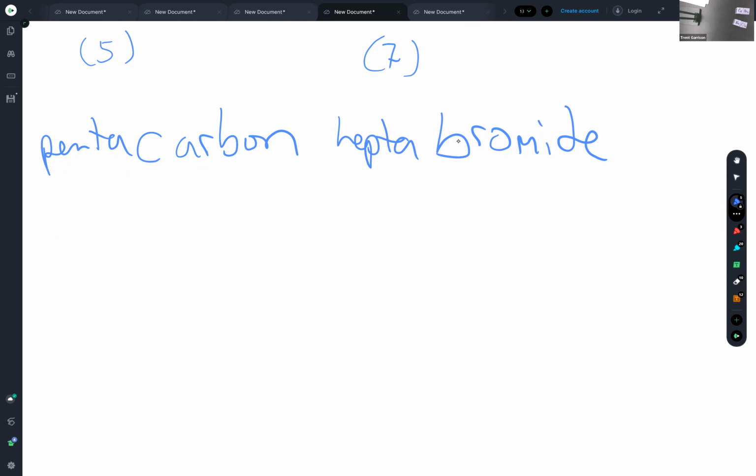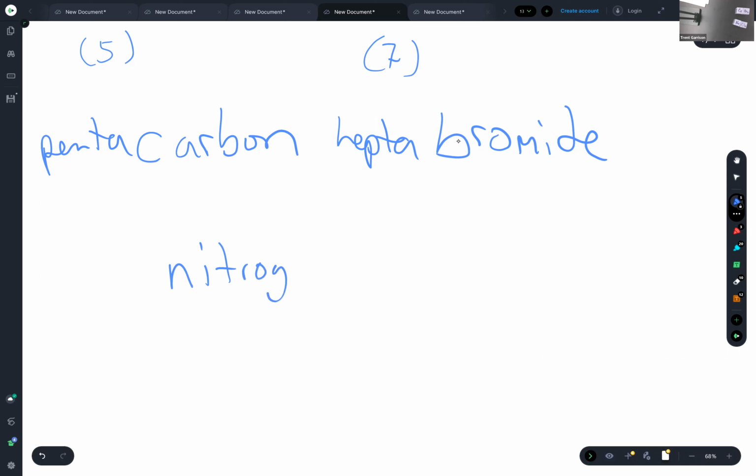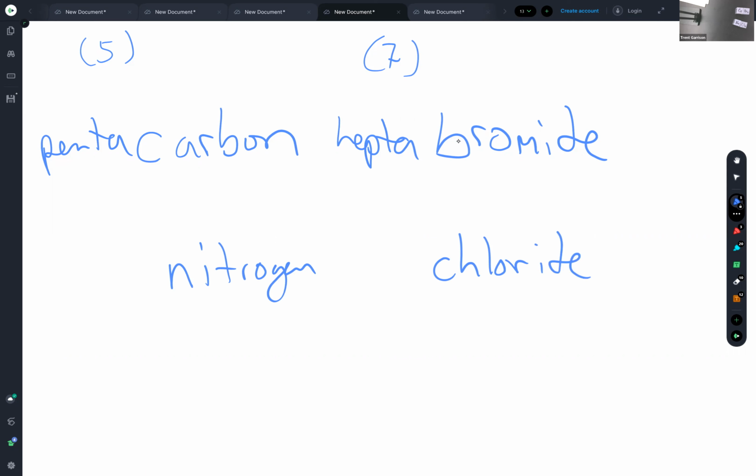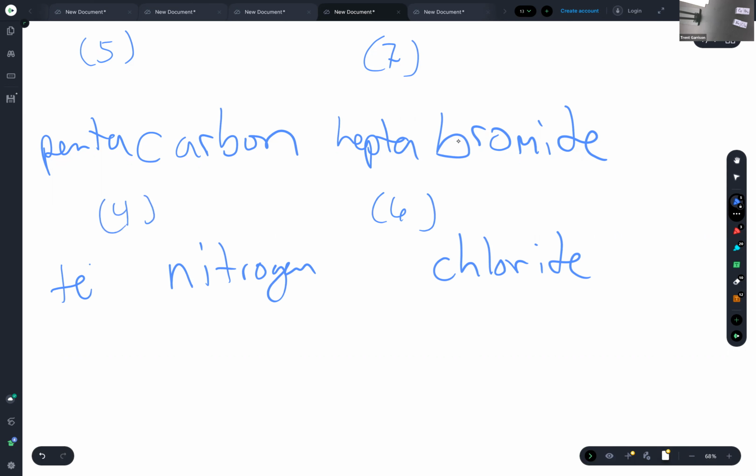For the second one, I've got nitrogen. Now, because it is the first element, we don't change its suffix. Because the second one is chlorine, it becomes chloride. Again, the binary changes the suffix to IDE. Now, with our numbers, we've got 4 and we have 6. So the 4 would be tetra, and the 6 would be hexa, kind of like hepta, but only hexa.